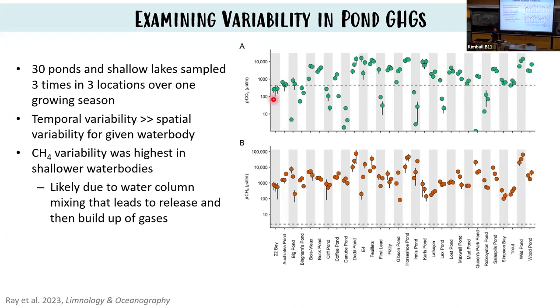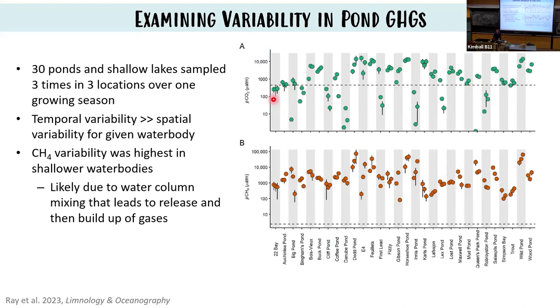But in ponds, if they're small and shallow enough, they might stratify for a few weeks and then mix and then stratify and then mix. So you can have this much more temporally variable dynamic depending on when you're getting out there. Did the system just mix or is it stratified?